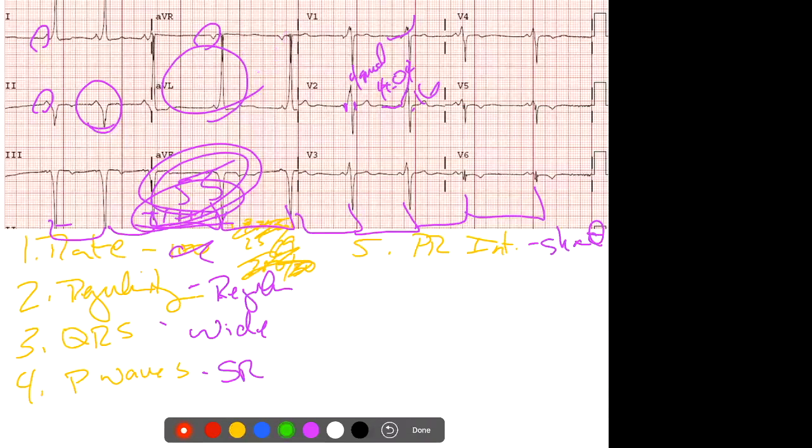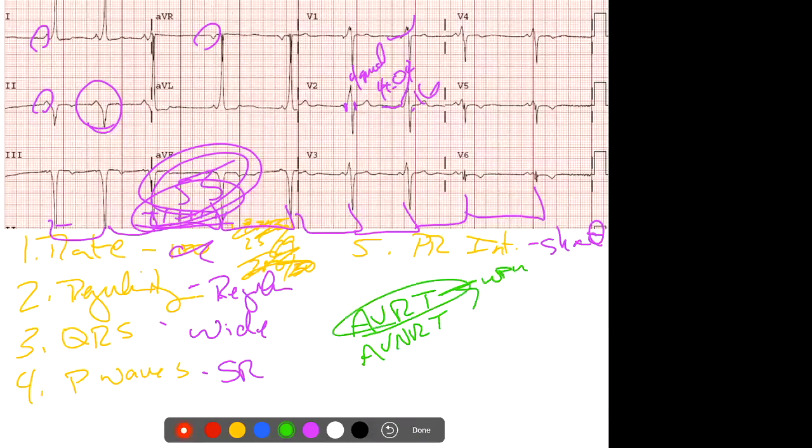Because AVNRT and AVRT are going to be indistinguishable on the EKG. The only way you can hypothesize that it's AVRT is that you know the patient has Wolff-Parkinson-White. These are connected, a bit, and so that's why they get that rhythm. But looking at it on 12 lead, they're going to look exactly the same. I'm not going to ask you to identify that, right?